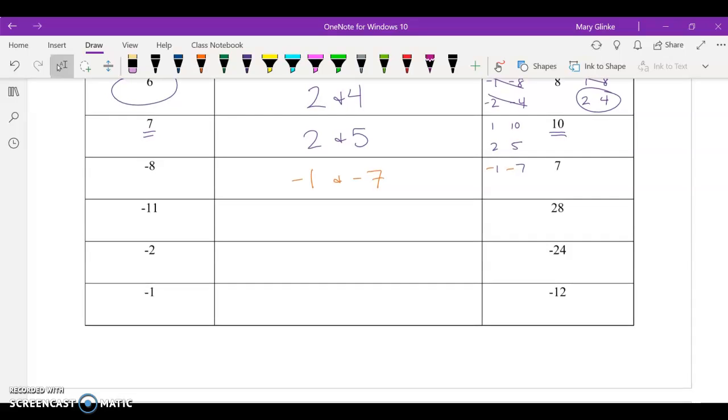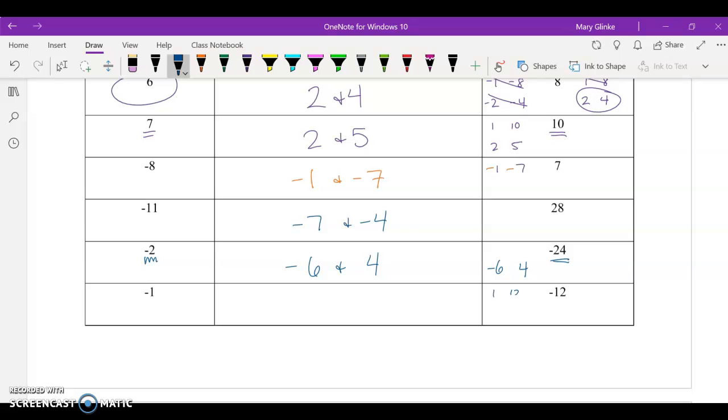So your turn on the next three. Pause the video and think about them for a second, and then unpause and check the answers. The numbers that multiply to get 28 and add to get -11 are going to be -7 and -4. The numbers that multiply to get -24 but add to get -2, they're going to have to be 6 and 4, but the 6 has to be negative in order for it to work. So it should be a -6 and a +4.